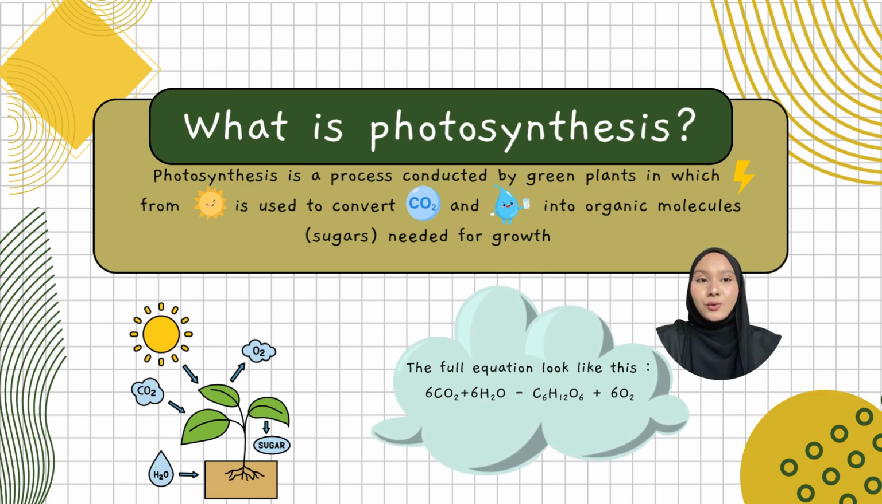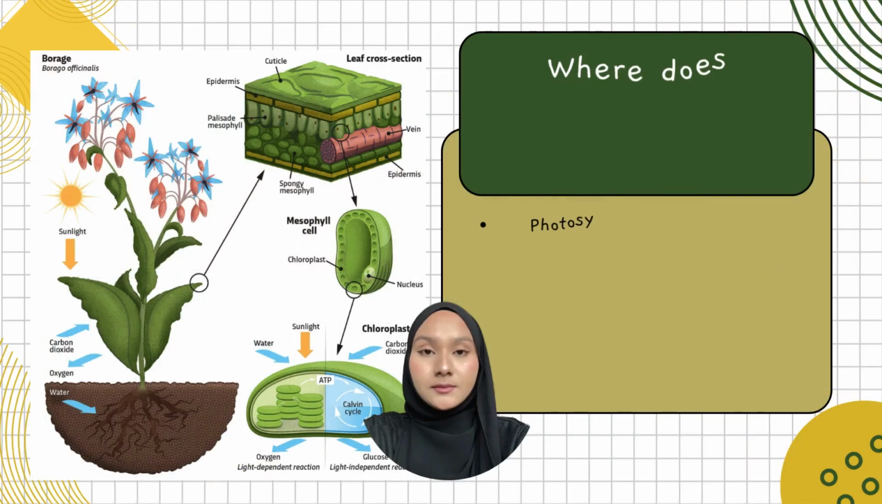Next, let's look at why photosynthesis is so important. Photosynthesis gives us oxygen to breathe, produces food, and is the foundation of the food chain. It also helps reduce carbon dioxide levels in the atmosphere, which is important for the environment.